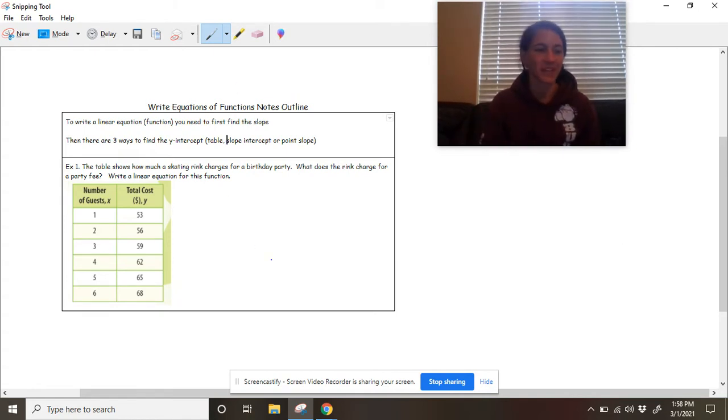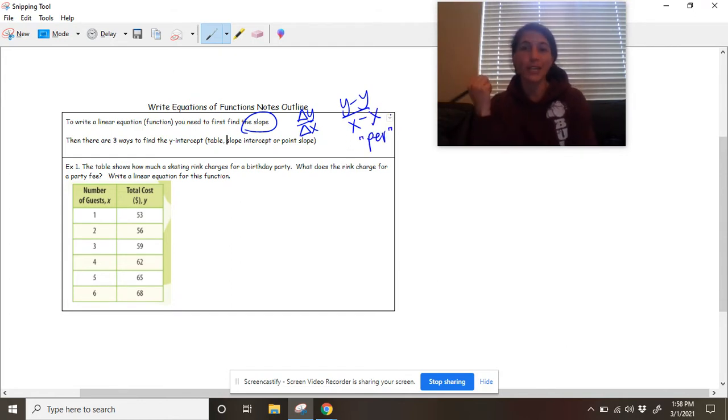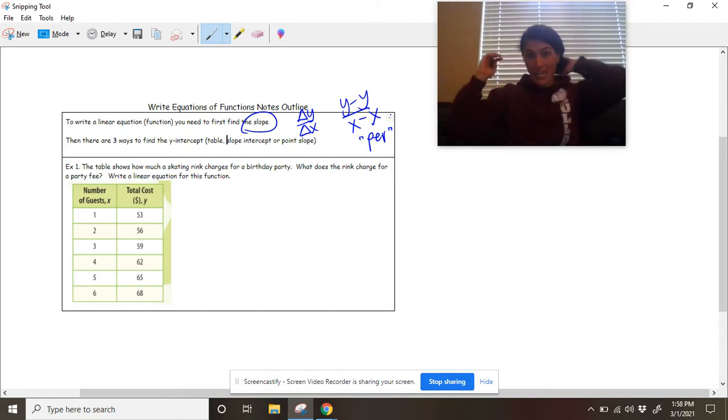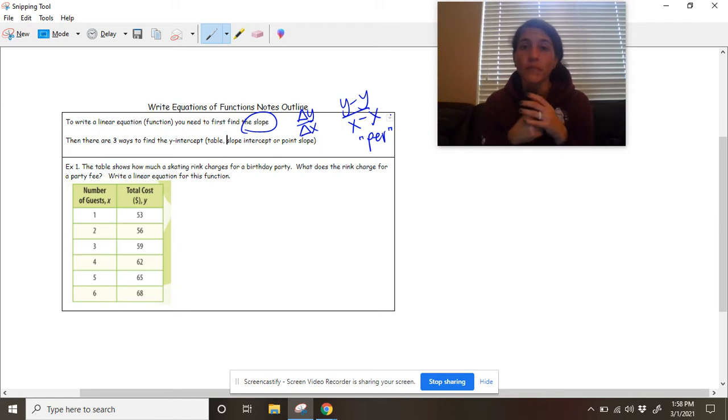But anyway, writing equations of functions, just a couple of things at the top. To write a linear function, you need to first find the slope. If you haven't been given the slope, then you find it: change in y over change in x, which is y minus y over x minus x. Or if it's a word problem, you look for per week, per day, per hour, per person. That's generally going to be your slope.